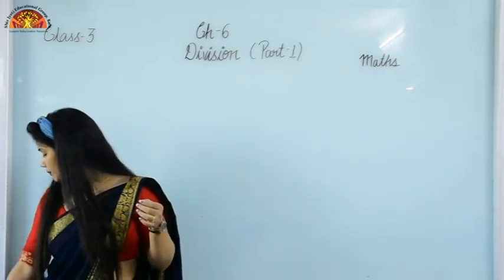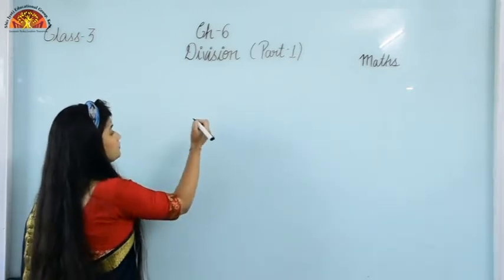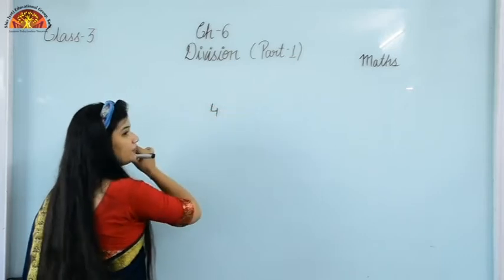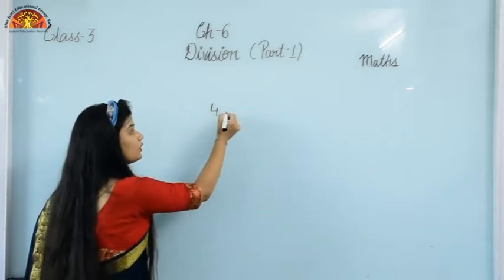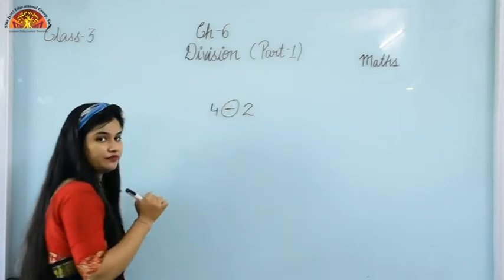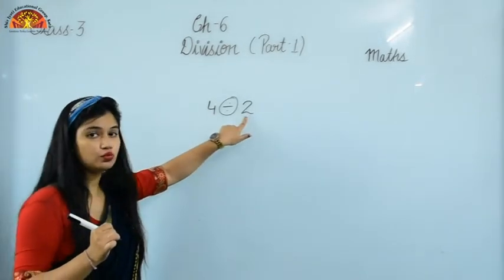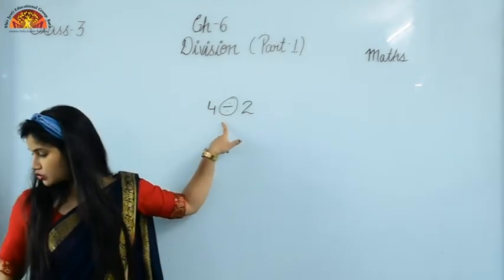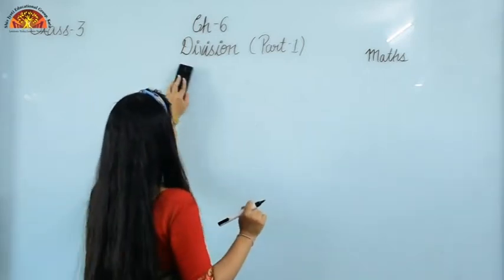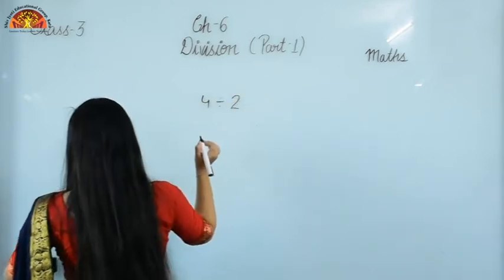So students, open page number 73 in your book and just look here. Suppose we have a number 4 and we have to divide this 4 by 2. This is the sign of divide. Is it clear? We have to divide 4 by 2. हमें क्या करना है? 4 को 2 से divide करना है. So now look here, how can we divide 4 by 2? We are dividing 4 by 2.